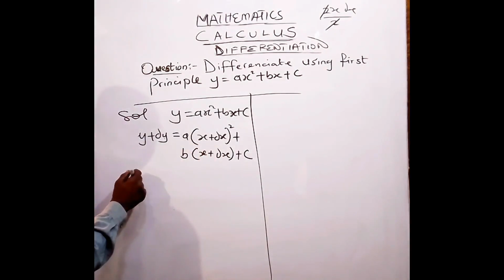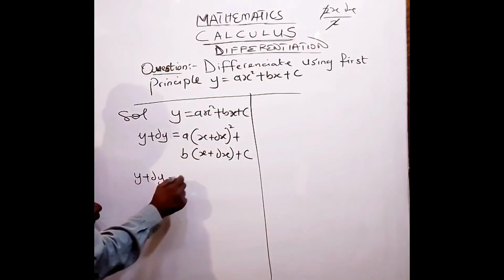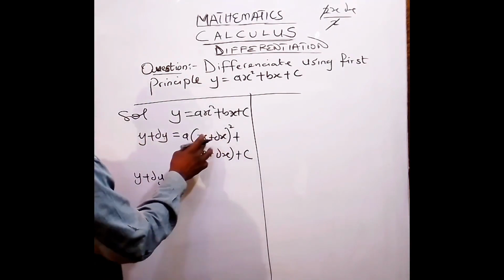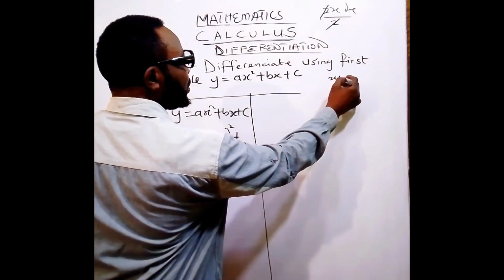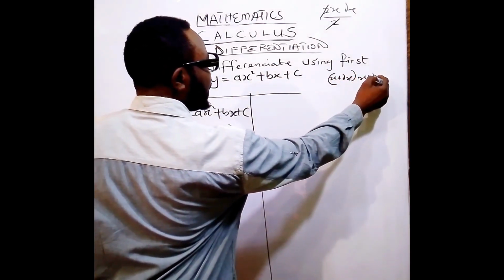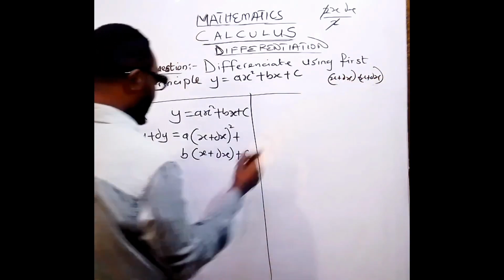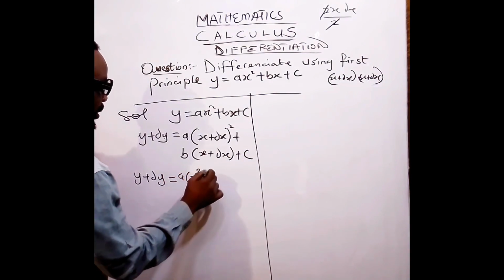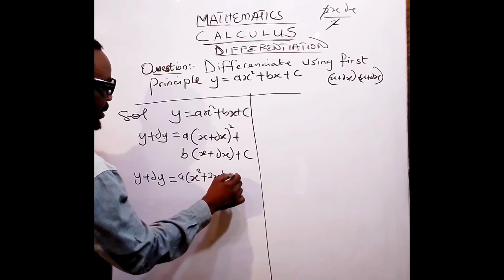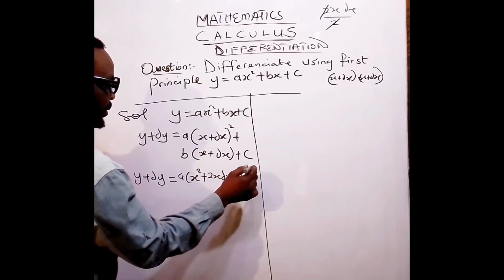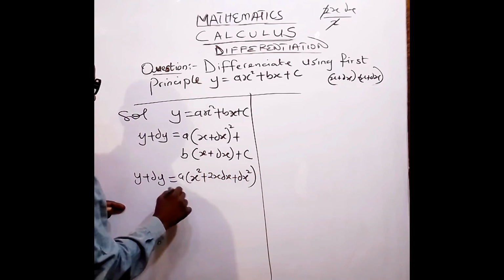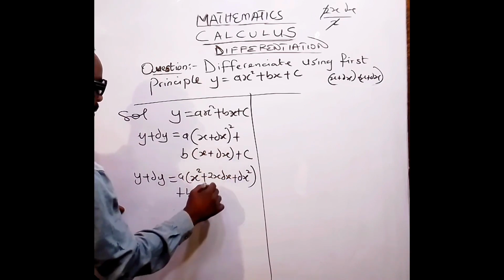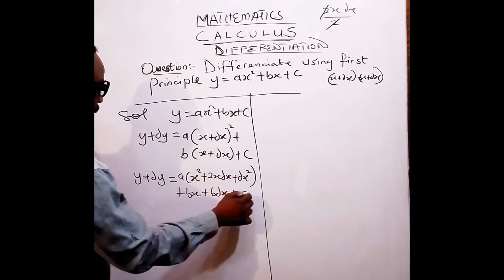So you now continue by having y plus dy will be equal to, let's open up this bracket. For us to open up this bracket means x plus dx in bracket. If you expand this bracket, you are going to have a into bracket x squared plus 2x dx plus dx squared. Close the bracket. Plus, let's open the bracket. b times x is bx plus b times dx is b dx plus c.